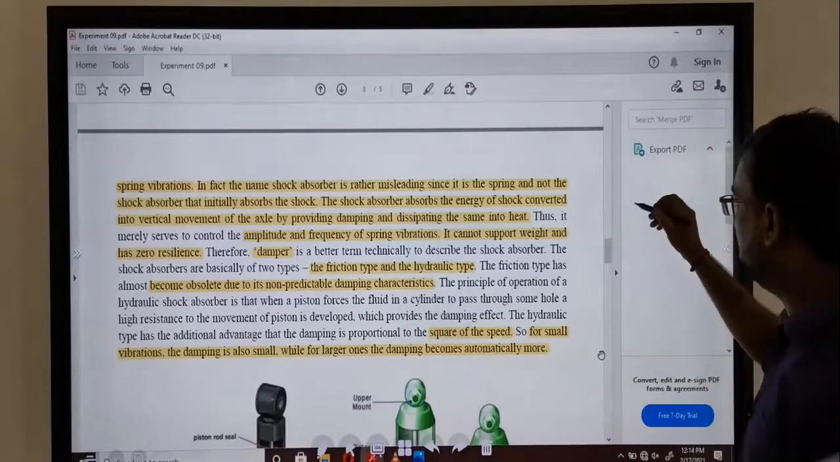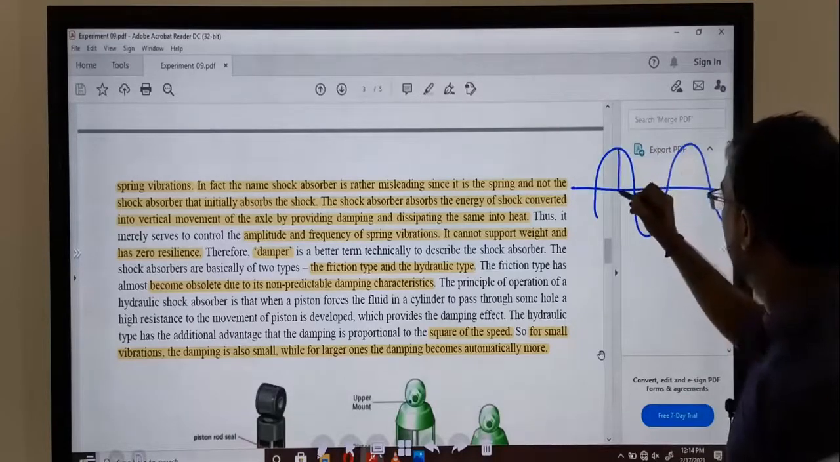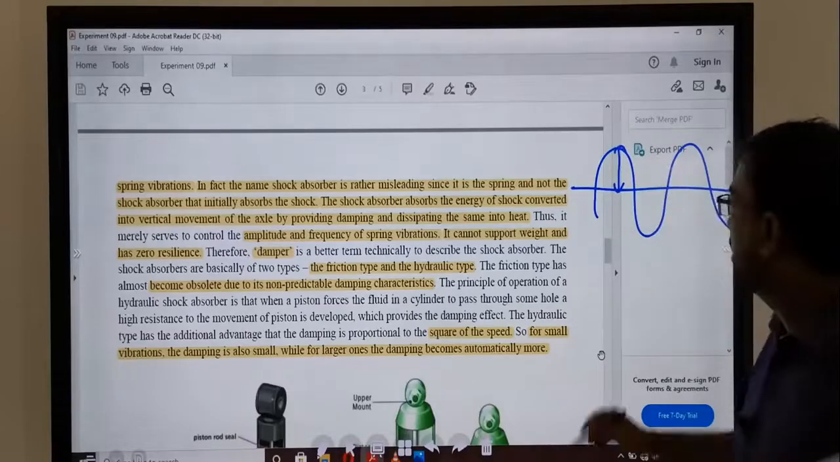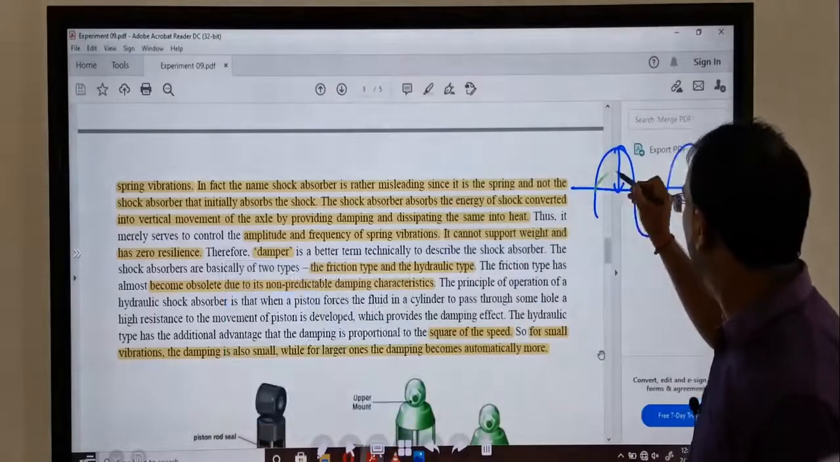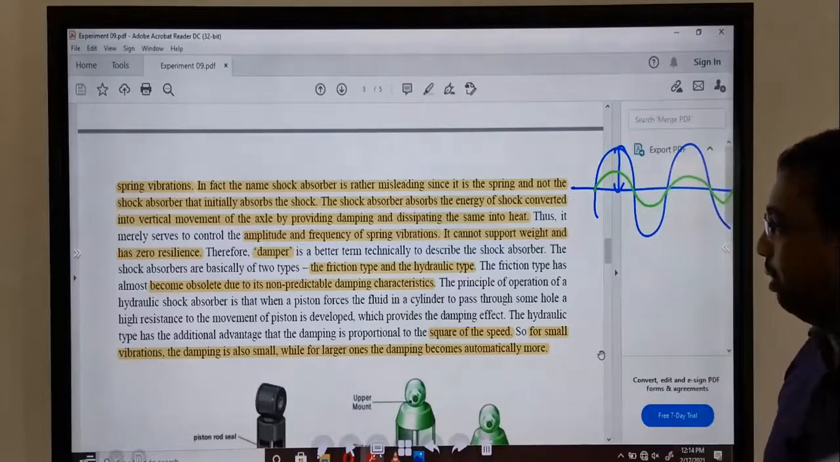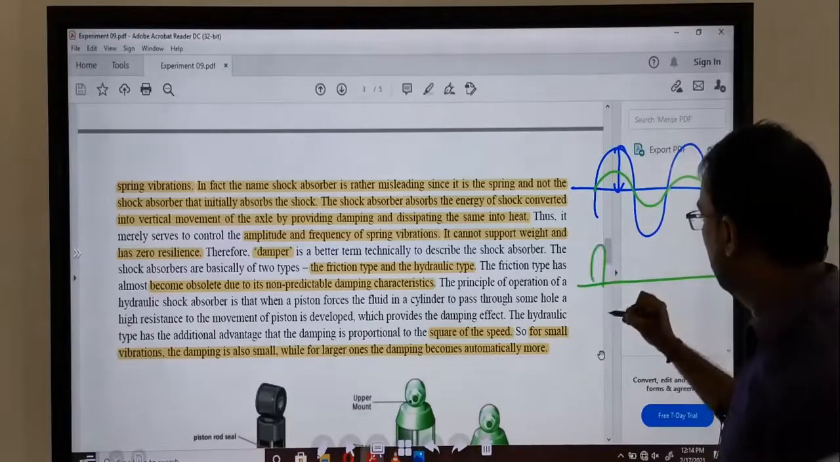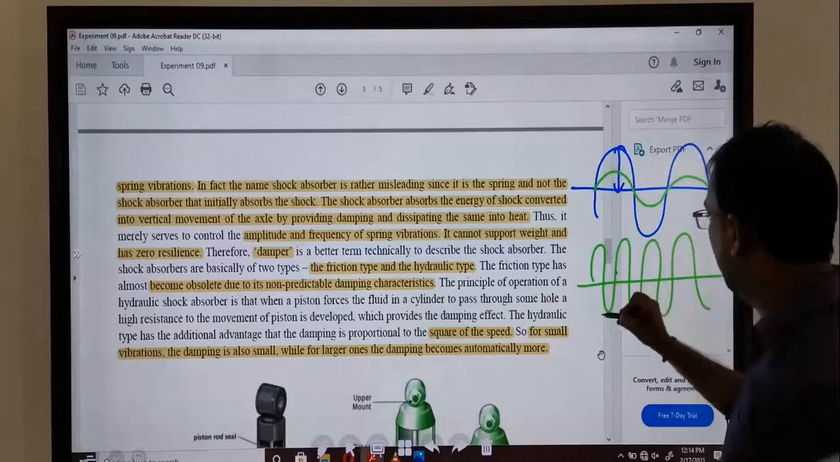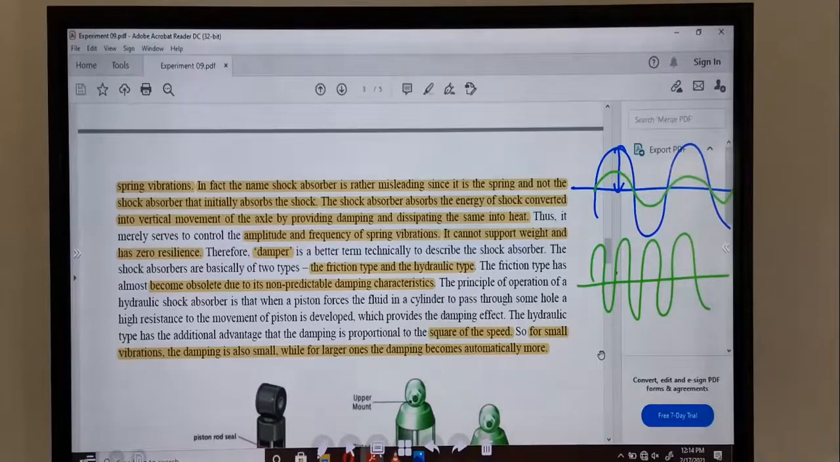The amplitude is this type of amplitude. This is the amplitude. By the shock absorber we can reduce the amplitude like this. And frequency means this is frequency, the number of times: 1, 2, 3, 4. So it controls the amplitude and frequency of the spring variations.